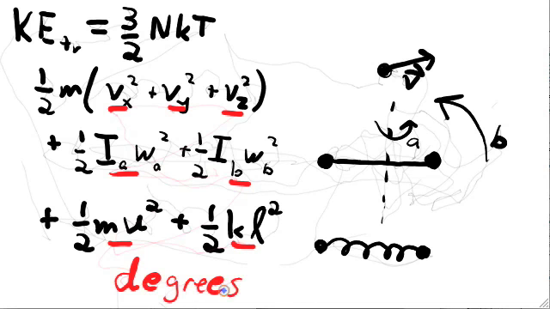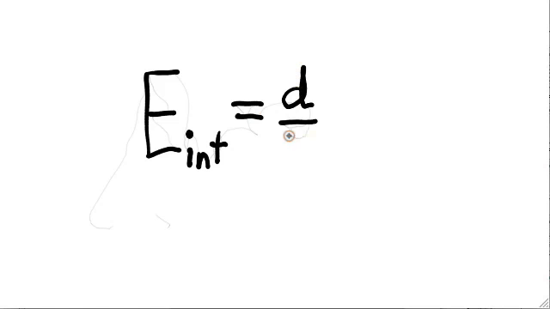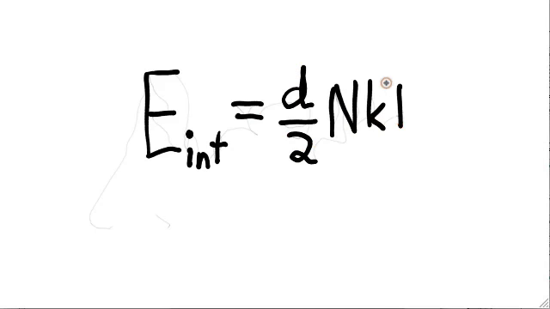The number of terms in the total energy of a molecule is called the number of degrees of freedom, or number of quadratic degrees of freedom. The equipartition theorem says that on average, each degree of freedom of the molecules in the gas gets 1/2 kT of energy, and so the total internal energy of the gas, which accounts for all of the gas's possible motions, is equal to the number of degrees of freedom d divided by 2 times the number of molecules N times k times T.